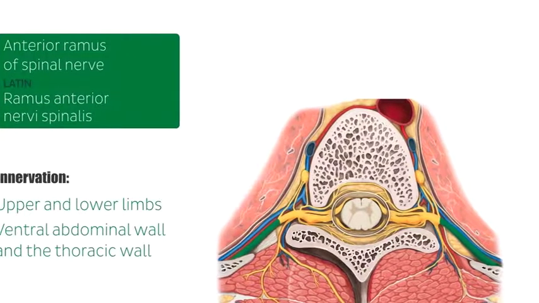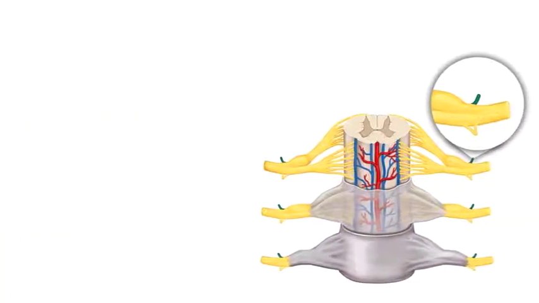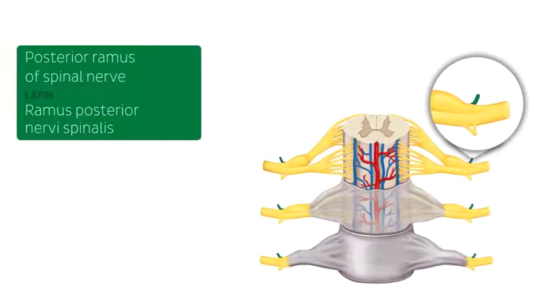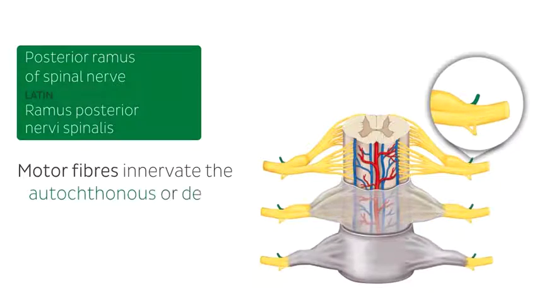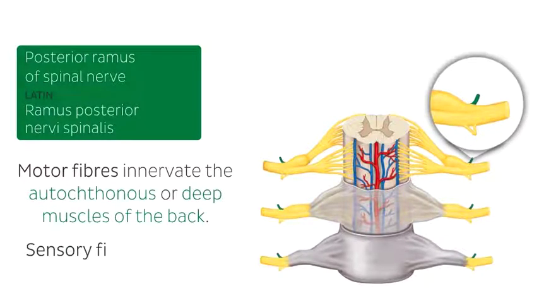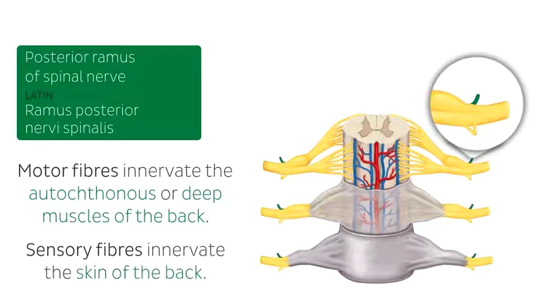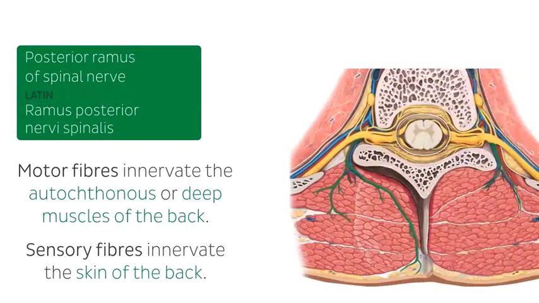The second major branch of the spinal nerve is the posterior ramus or the dorsal ramus. As I mentioned previously, this branch is a mixed branch as well and carries both motor and sensory fibres. The motor fibres innervate the epaxial or deep muscles of the back, whereas the sensory fibres innervate the skin of the back on both sides of the vertebral column. In the next image, we can see the patterns of innervation more clearly.